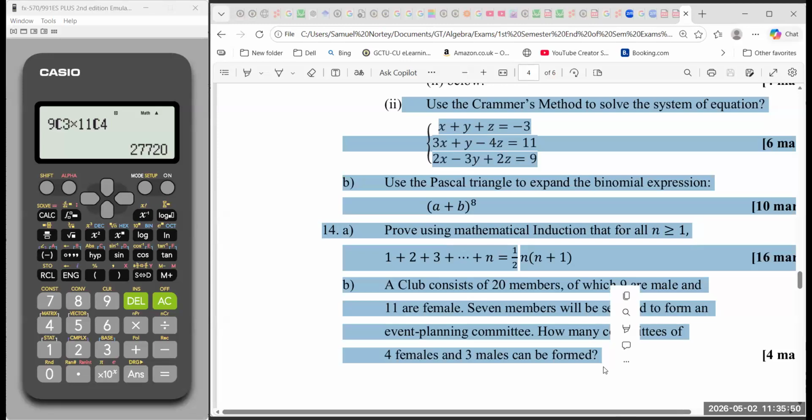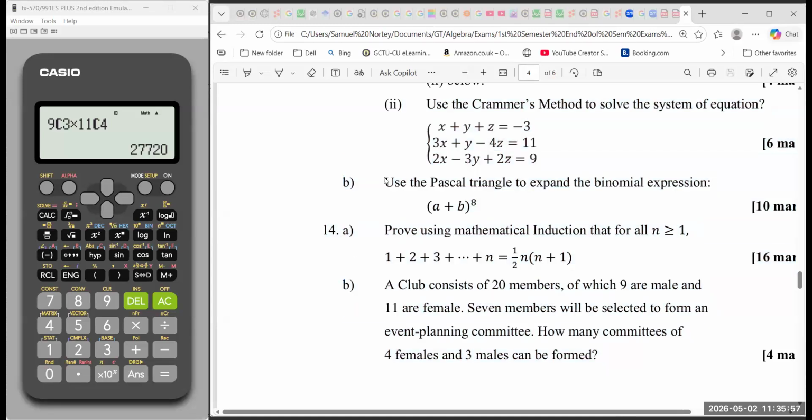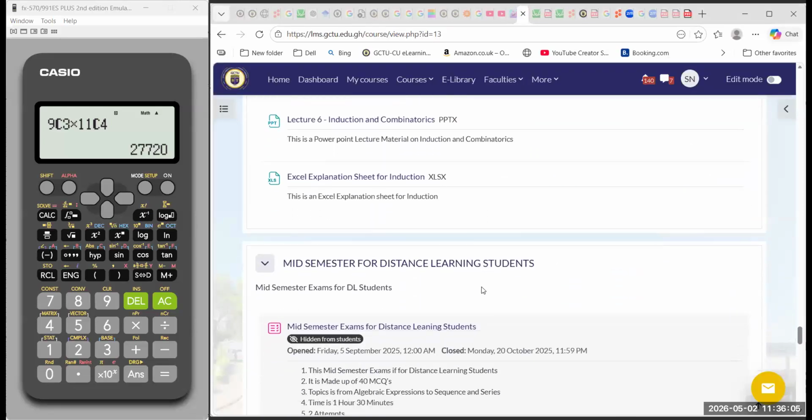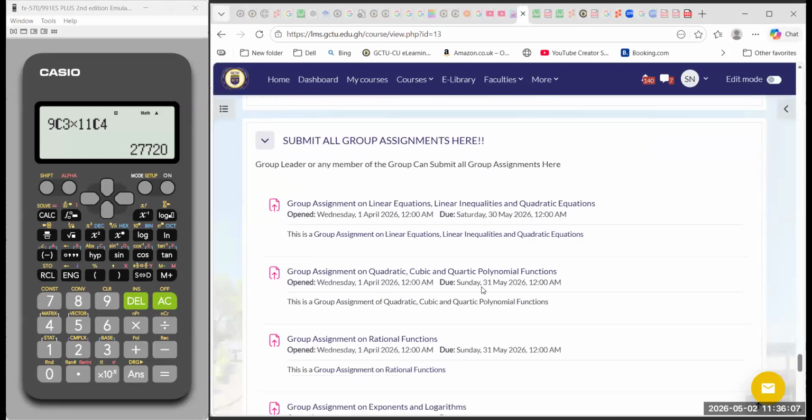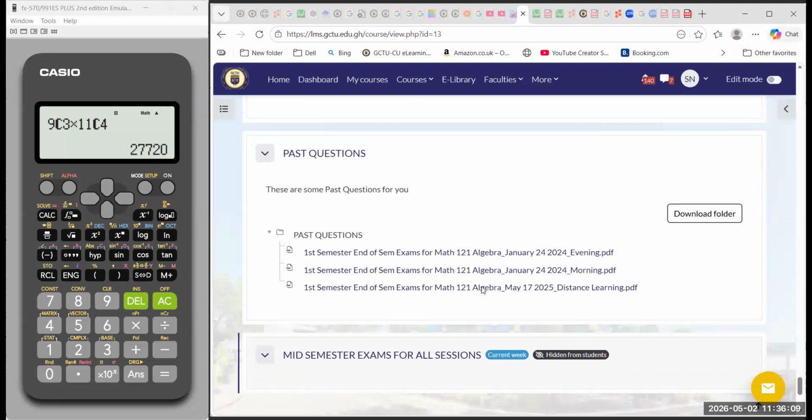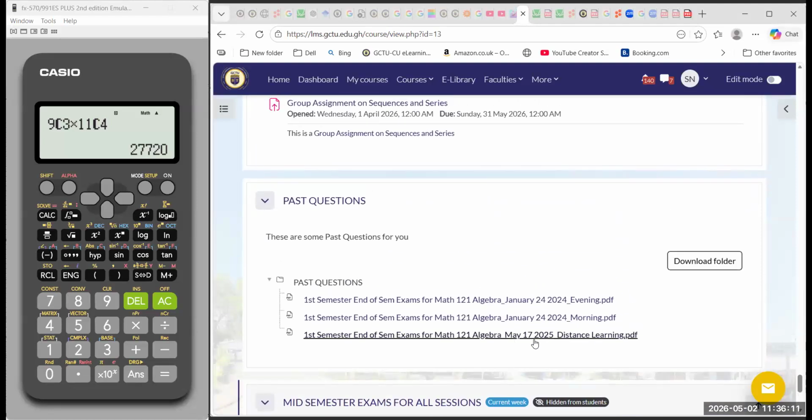Sir, please, can we get this question on the LMS? I think it's there. Let me verify. Yes, sir, it's there. The questions are there. Past questions, yes, they are here. So that's the paper. This is the question, sir. May 17, 2025.